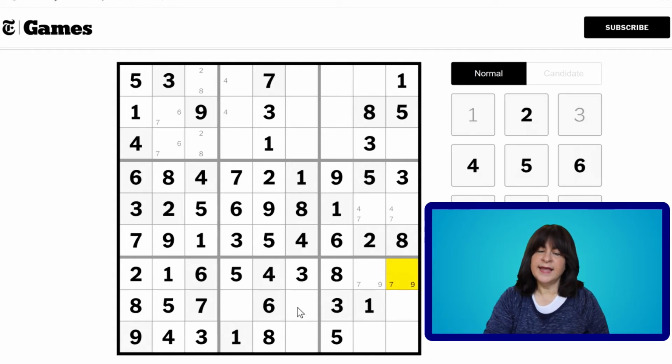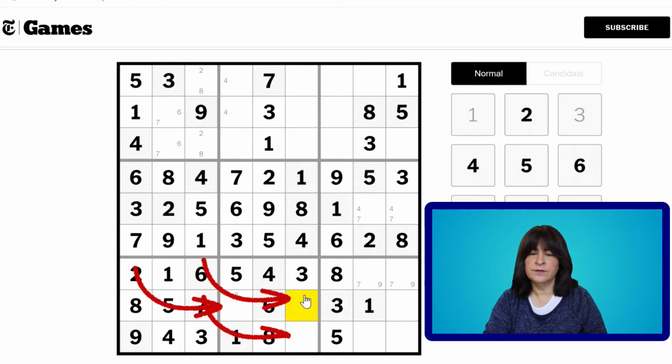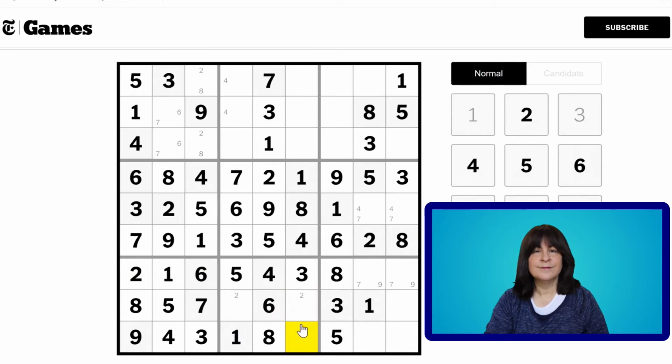Let's look at block 8. We're missing the 2. It can go here, here, or here. What else are we missing? We're missing the 7. So this has to be the 7. And we're missing the 9. The 9 can either be here or here.